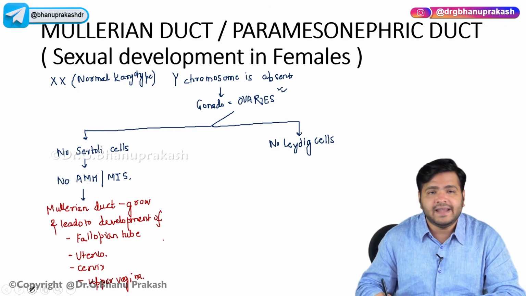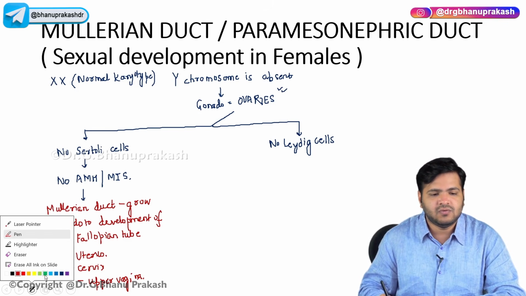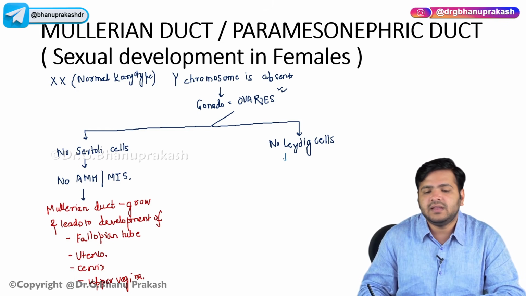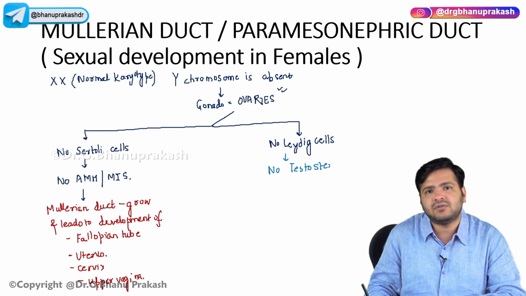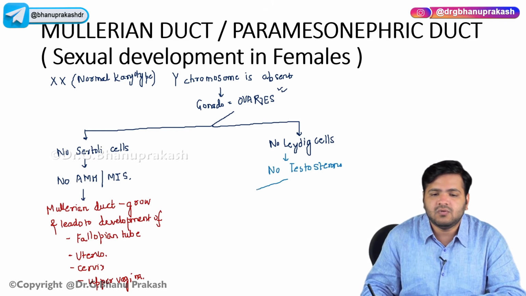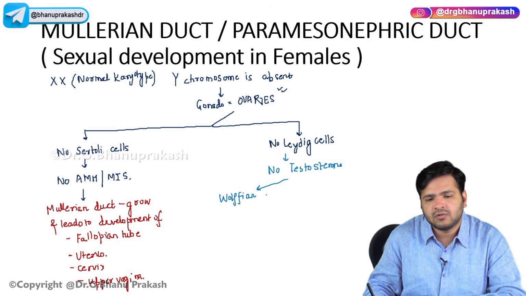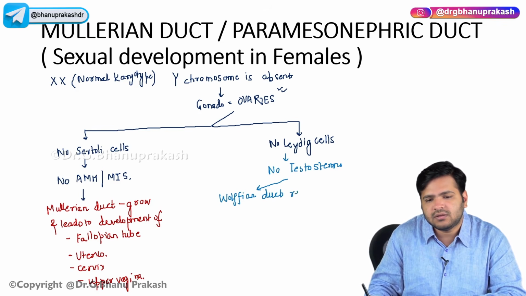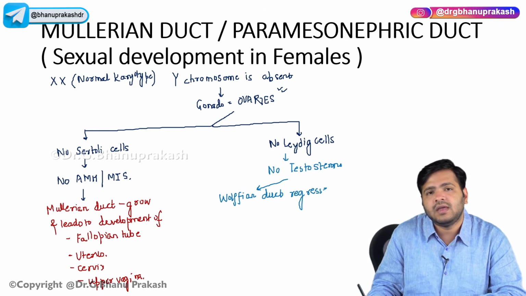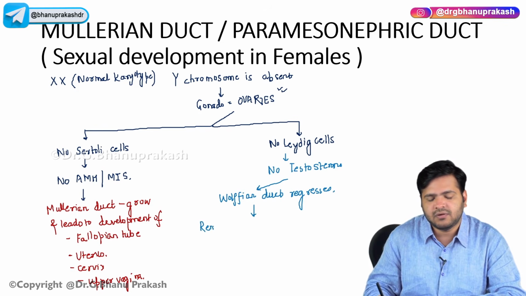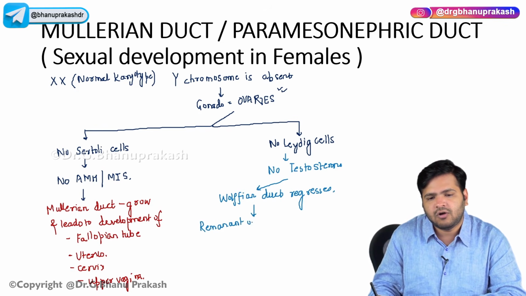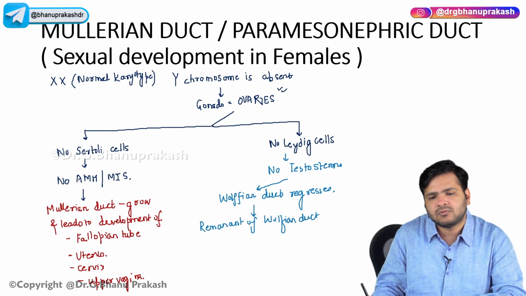Now, there are no Leydig cells present, so it clearly indicates there will be no testosterone. So what will happen if there is no testosterone? The Wolffian duct will regress. And the remnants of the Wolffian duct in females you have to remember.